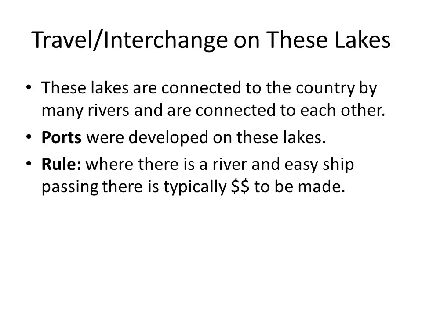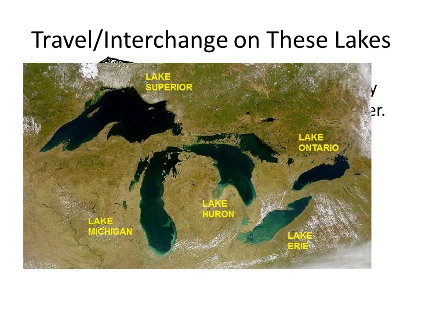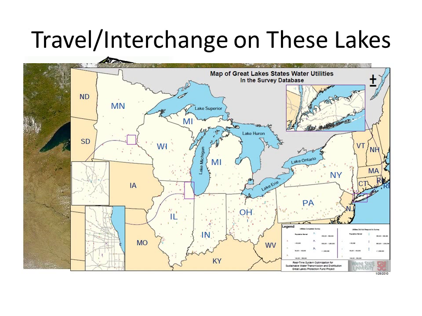So ports were developed on these lakes. Remember, when there's any sort of influx of ships and people, you get a lot of cities and ports built, and these lakes were relatively shaped for ships. And there's a rule you can just think of: where there's a river and easy ship passing, there's typically money to be made. Those are the lakes. Remember, it is HOMES, the acronym. And that's the lakes on a broader scale.